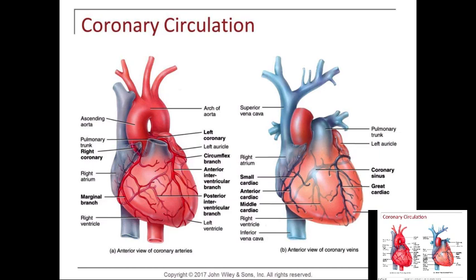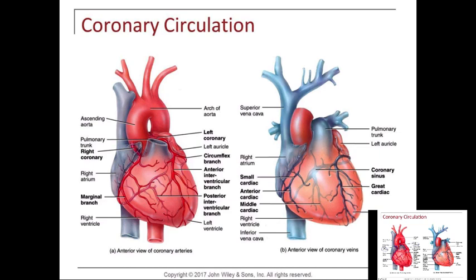Beautiful picture. Now this illustration shows what I was just trying to draw out. Here's the right coronary artery. You can see it's coming off of the ascending aorta. And then here's the left coronary artery, again coming off the ascending aorta. So here's one blood vessel, and then here is the other.